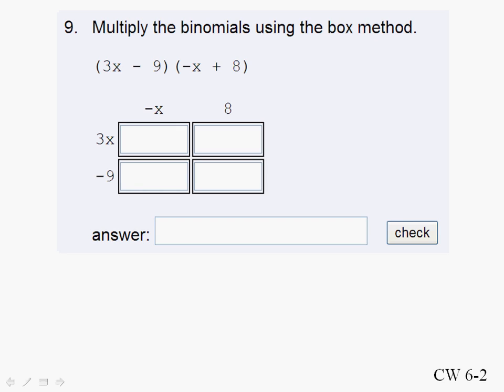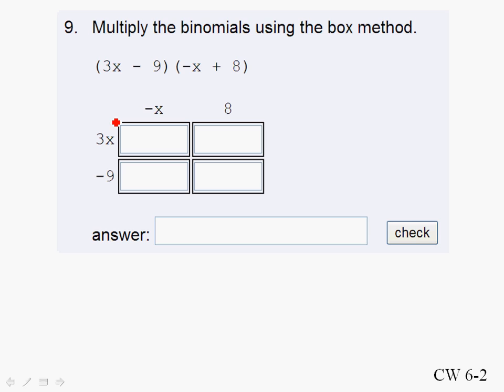Classwork 6-2 continued. We're starting with number 9. We're going to multiply the binomials using the box method. Notice for the box method, we have one of the binomials written across the top. The other binomial is written down the side. In each box, we're going to multiply the corresponding terms.